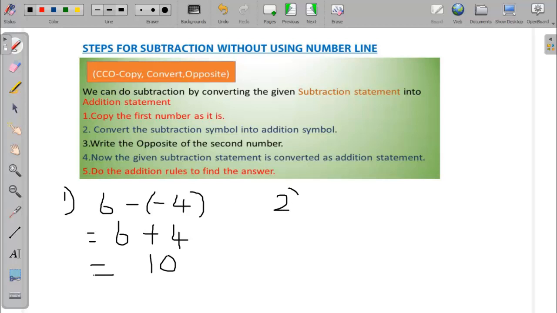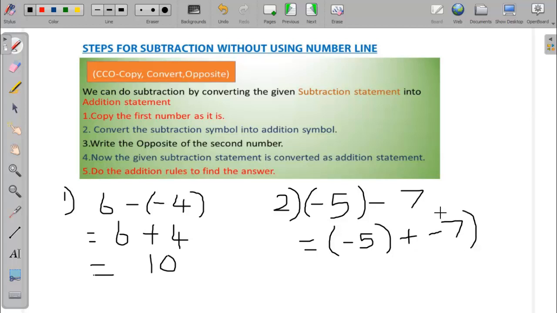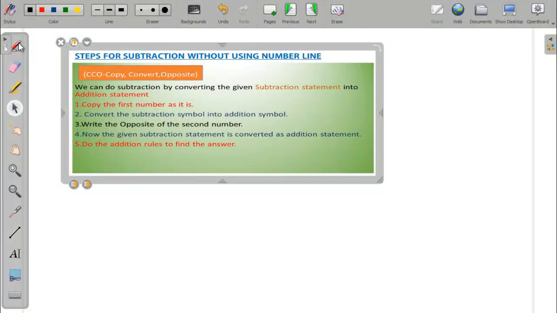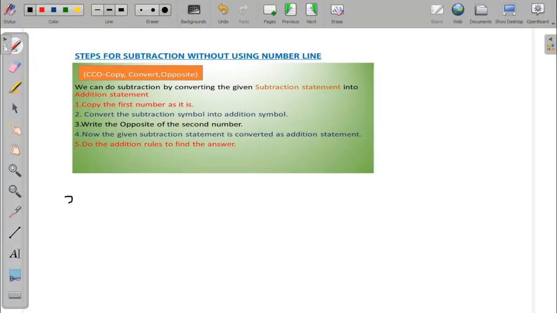Second sum, -5 minus 7. So copy the first number as it is, -5. Second step, convert the subtraction symbol into addition symbol, write the opposite of the next number. So -5 plus -7 equals -12. Try with 2 more examples.